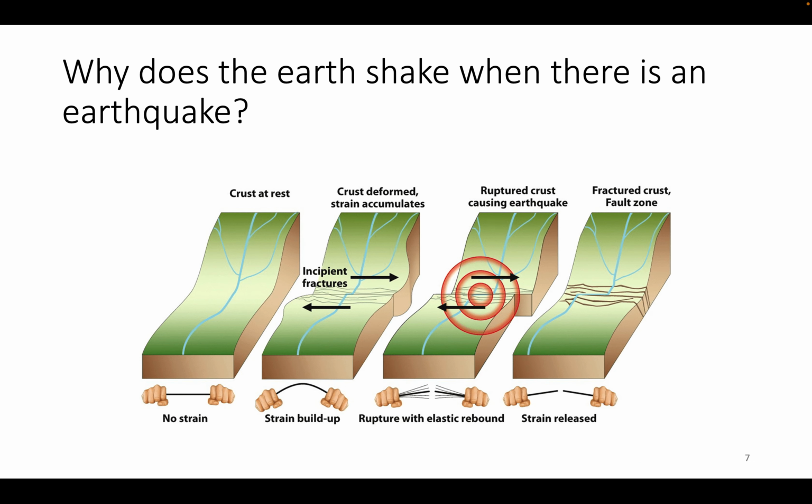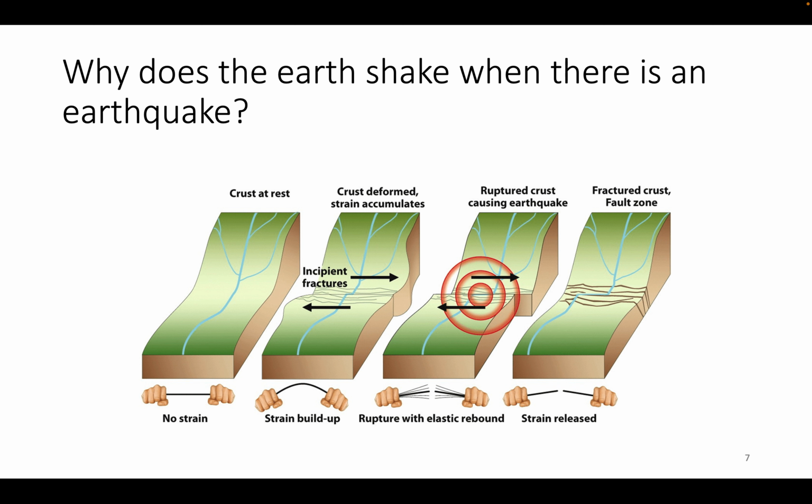Why does the earth shake when there is an earthquake? Strain is the change in shape and or volume of a rock caused by stress or pressure. When stress is applied slowly and continuously over time, most rocks will deform elastically, as shown here, meaning they will spring to their original shape if the stress is removed or when the rock fractures. This is known as elastic rebound.